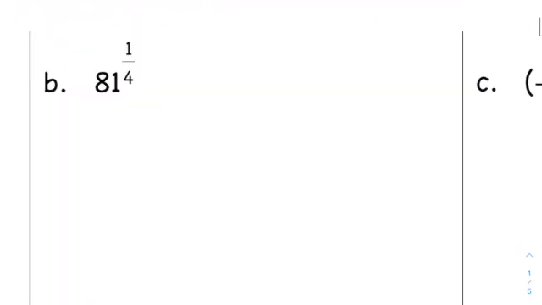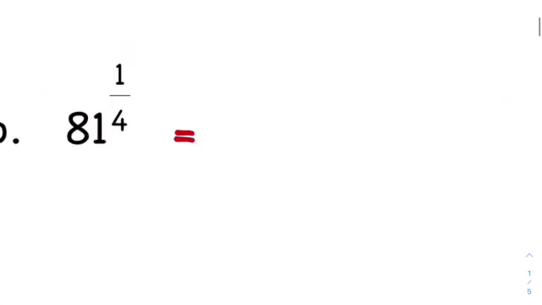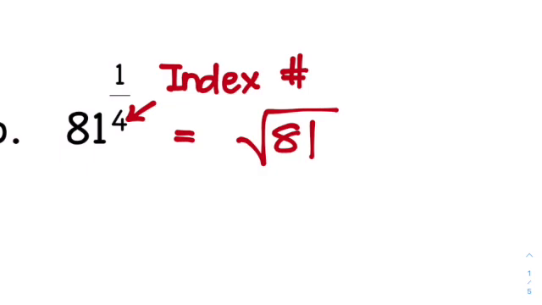Next one is going to be, again, you have 81, and then that is the index number. So therefore, that's going to be a root with a 4. Now, it's a very important thing. That 4 has to be inside the little checker mark. If you put it on the outside, it will be wrong.